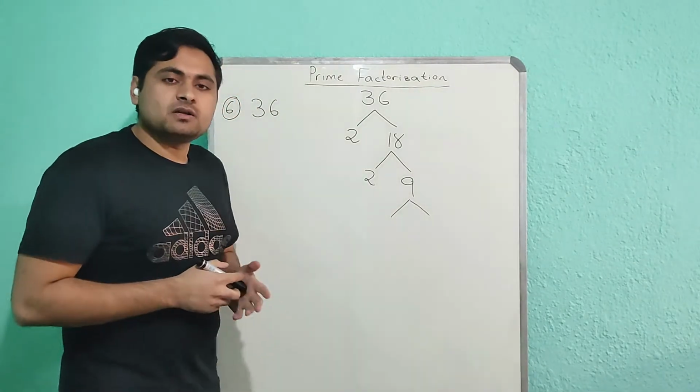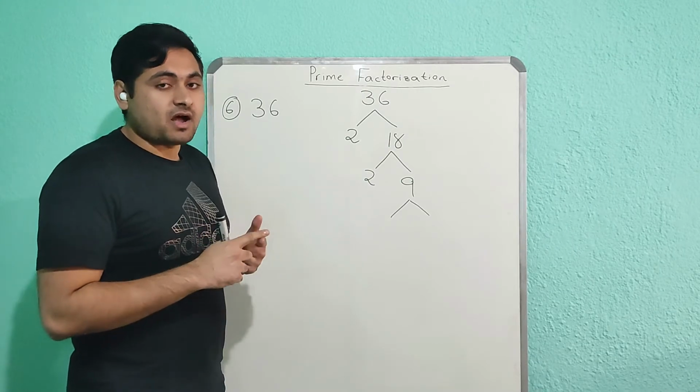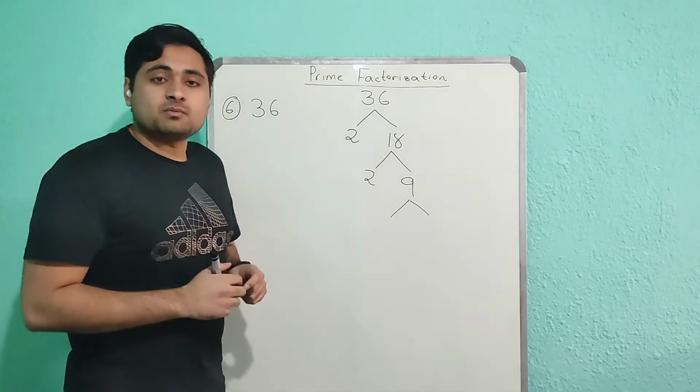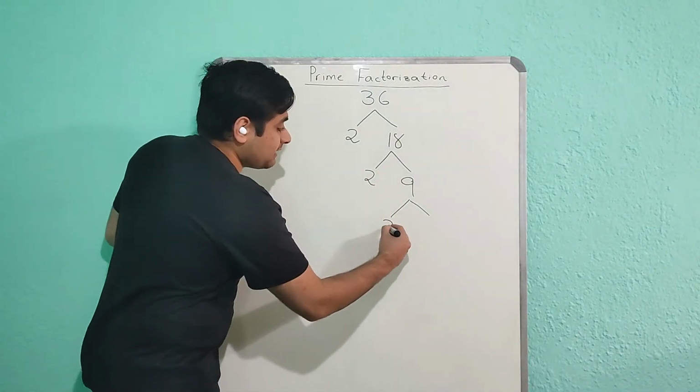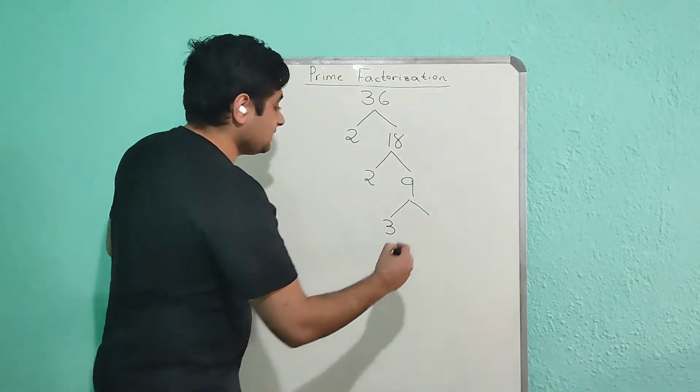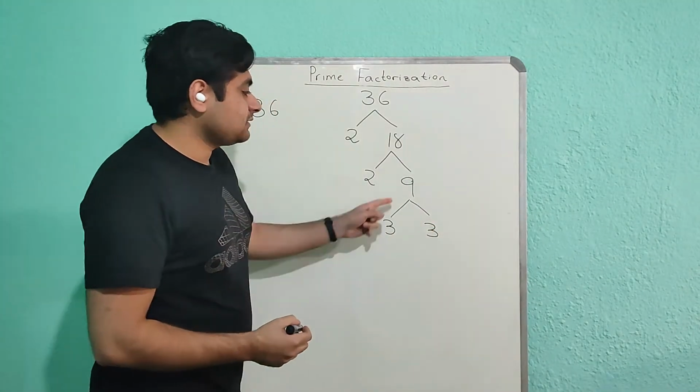So, odd numbers can only be divisible by 3, 5, 7 or 9. So, what's the smallest divisor? That's a 3, right? So, therefore, 9 divided by 3. So, what is 9 divided by 3? It gives us a 3, because 3 times 3 is a 9.